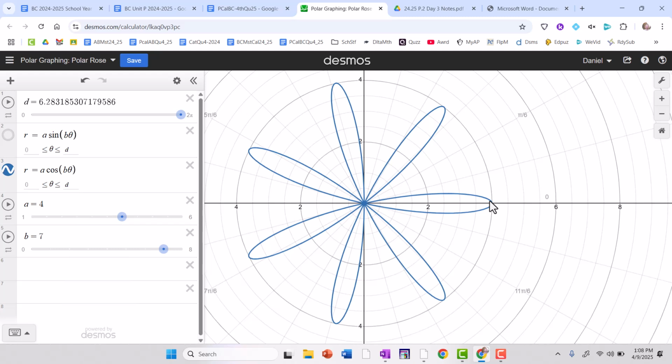7. So how far do you think those petals are? 360 divided by 7. Very simple. Because they are equidistant. They do bump equidistantly around. Not one set of petals is closer to the other ones. They're all equidistant all the way around.